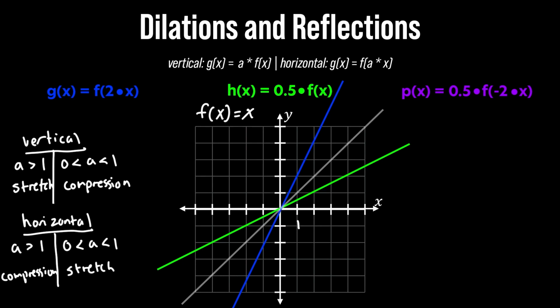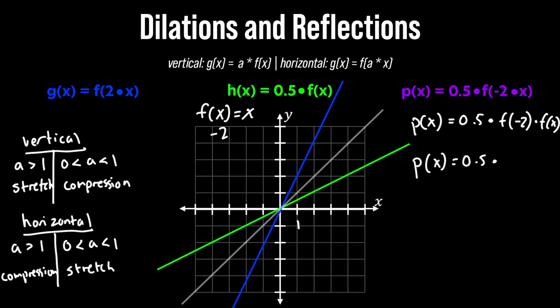Now, the thing about this last function is we can use the parent function f of x to simplify the expression. p of x is equal to 0.5 times f of negative 2 times f of x. Now, f of negative 2 is, if we plugged in negative 2 for x, we'd get negative 2. So f of negative 2 is negative 2. And f of x is equal to x. So p of x is going to be 0.5 times negative 2, which is negative 1, times x. Which means p of x is actually equal to negative x.